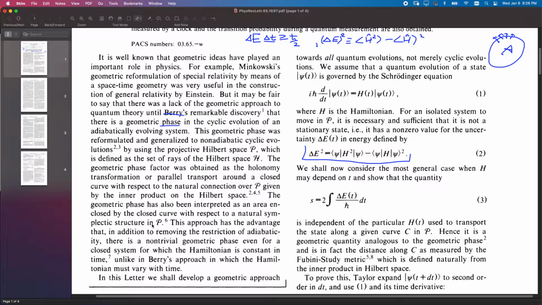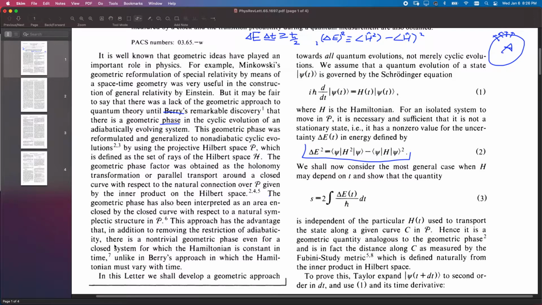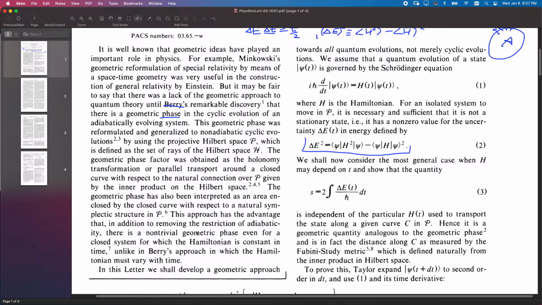This approach has the advantage that in addition to removing the restriction of adiabaticity, there is a non-trivial geometric phase even for a closed system for which the Hamiltonian is constant in time. Wow, there's a lot of crazy words in here. Unlike in Berry's approach, in which the Hamiltonian must vary with time.